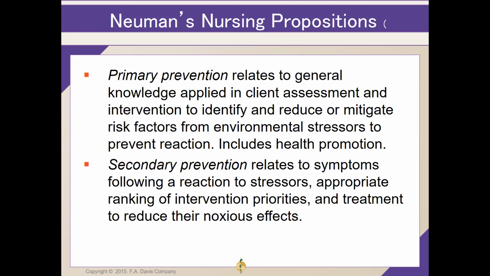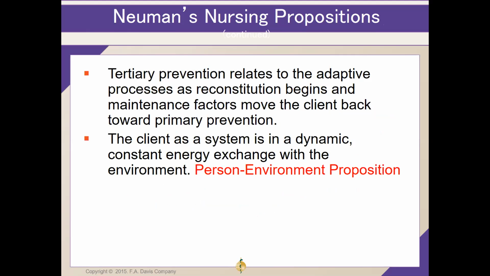Secondary prevention is when there's symptoms that follow a diet that has been unhealthy, weight gain, and evidence that there's an elevation in blood pressure. And the treatment then might be antihypertensive medication. Tertiary prevention then is that adaptation where the client moves back to primary prevention.